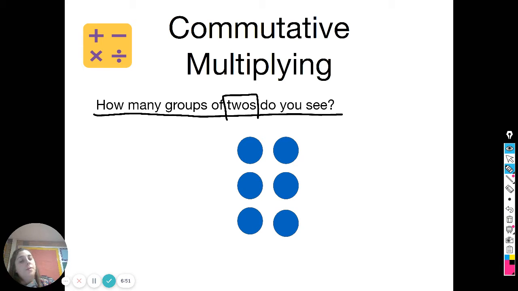Let's look at our groups. There's 2 in a row, so we have 1 group of 2s, 2 groups of 2s, 3 groups of 2s. So how many groups of 2s do we see? 3.